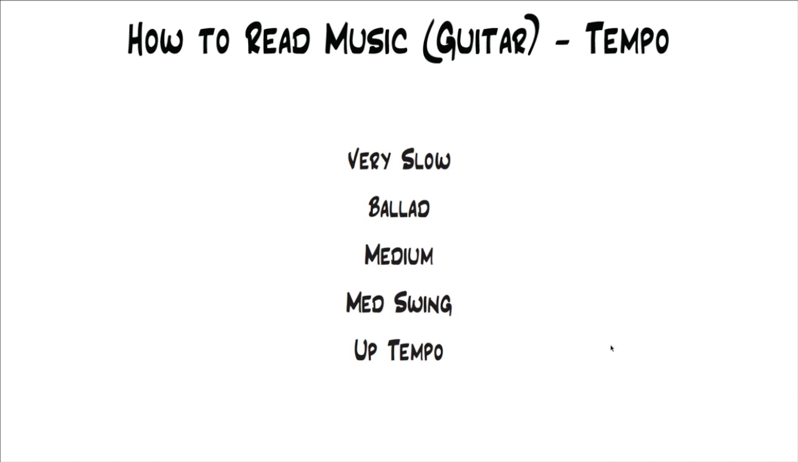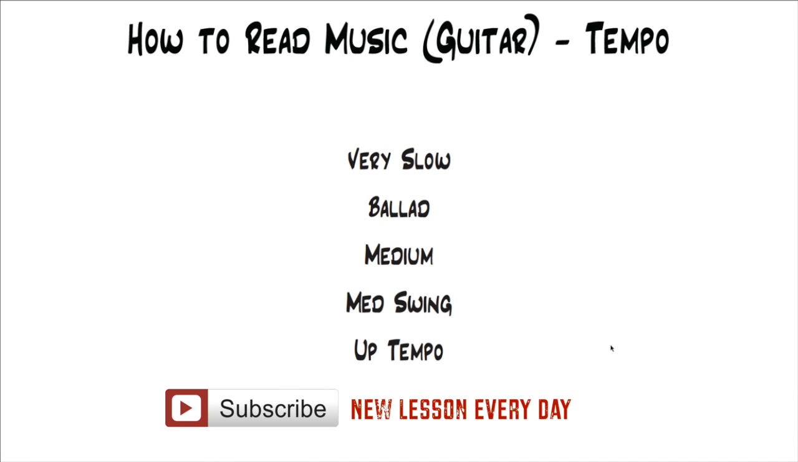Something that says very slow, or ballad, or medium, medium swing, up tempo. There's a lot of descriptive words, and that's really just telling you the feel and giving you an idea for how fast or slow it was intended to be played, as well as, like I said, the feel of the song. For example, medium swing. Swing is a descriptive word for what it should feel like.